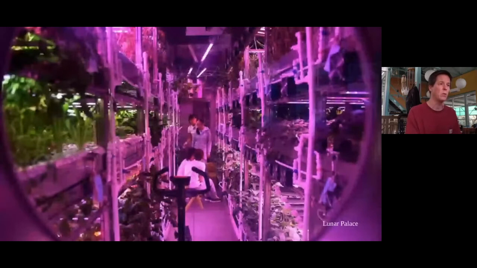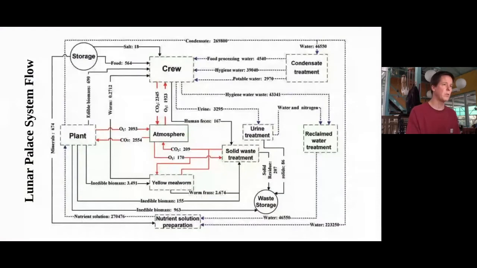Or do humans come in with seeds in their pockets and literally start with bare soil, in which case you're fully reliant on machines until the plants are mature? So this is something that came out of the Lunar Palace. This is their systems flow.